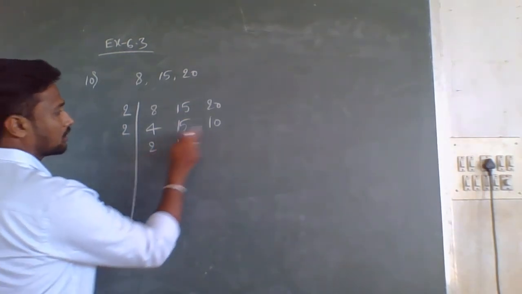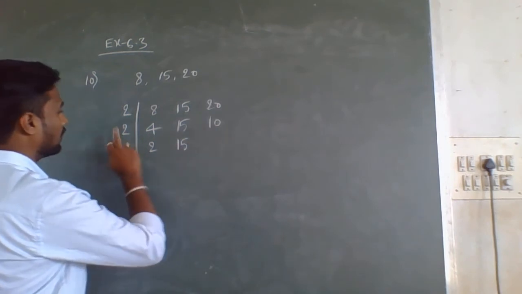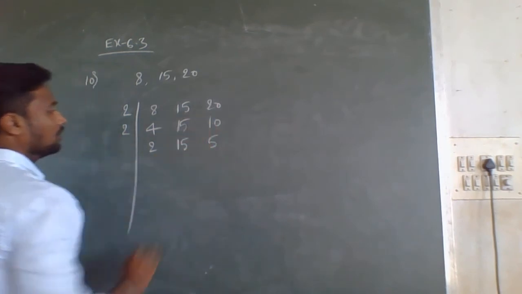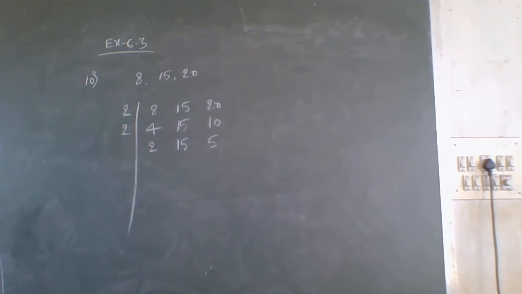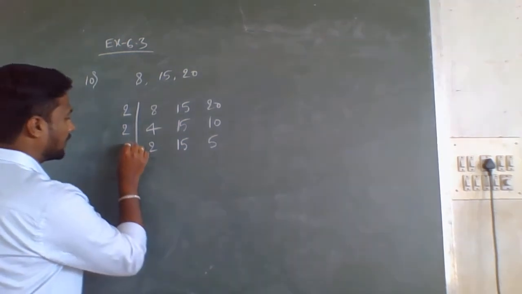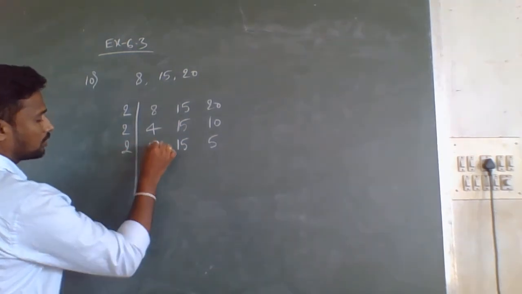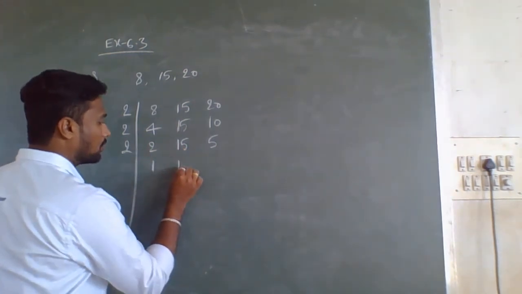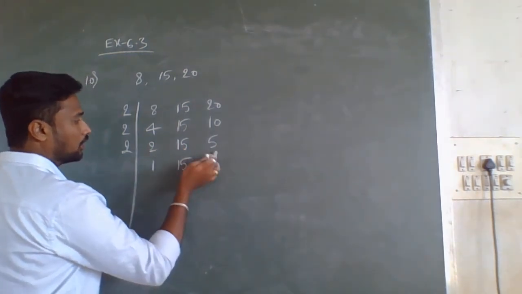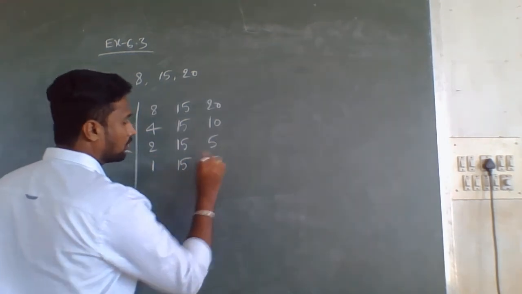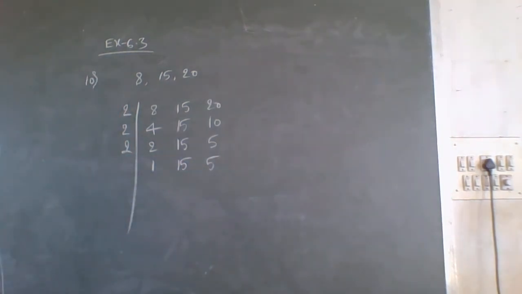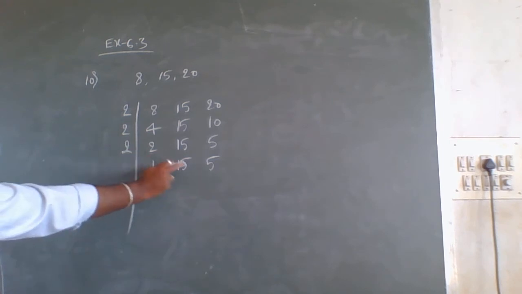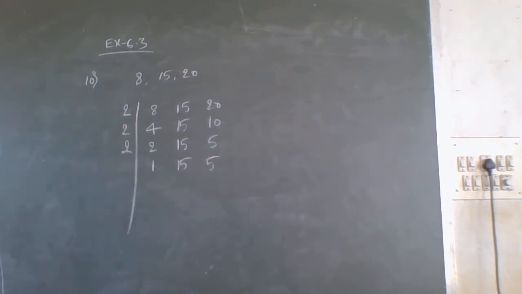Okay, so next 10 is there in table 2, so 2 fives are 10. Next here 2 is remaining, so 2 ones are 2. 15 is not there in table 2, so I will write it as it is. Again 5 is not there, so I will write it as it is. So 2 ones are 2, 15, next one is 5.